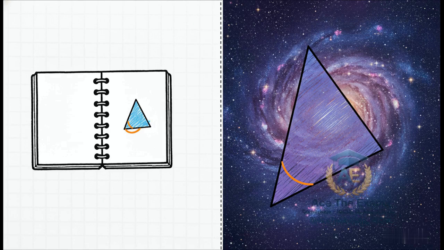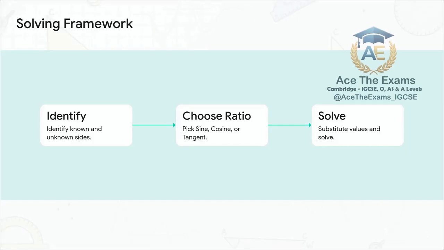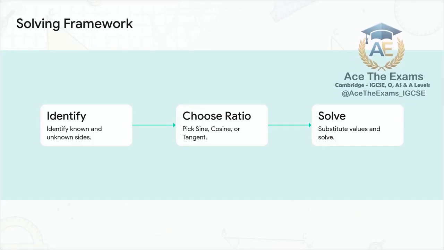A 30-degree angle in a right triangle will always force the sides into the exact same proportion. It doesn't matter if that triangle is drawn tiny in your notebook or if it's the size of an entire galaxy. The proportion holds. So the crucial point here is this three-step framework.